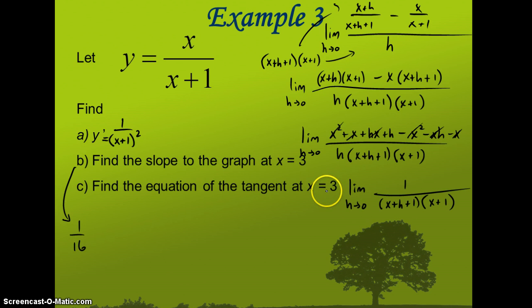Find the equation at 3 is a little bit different. This 1/16 is my slope, and I find out x is 3. What I really need to be able to find the tangent line is the y value in the original problem. So I take this 3 and I come back to the original problem and I plug it in. That's my tangent line. Be very careful whether they're asking for the equation or whether they're asking for the slope.